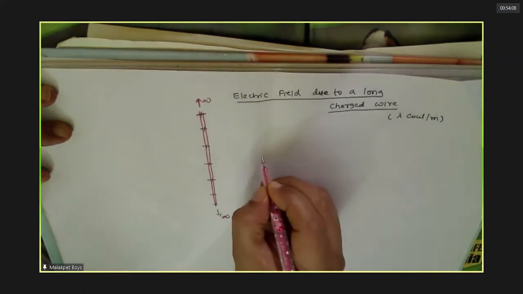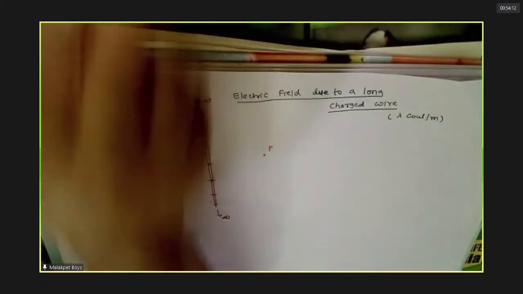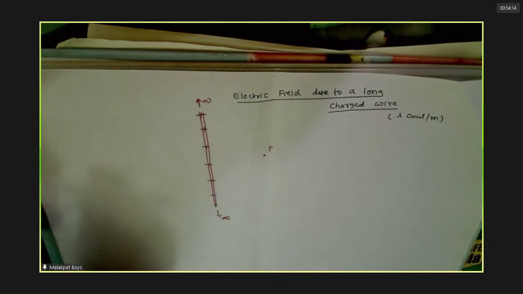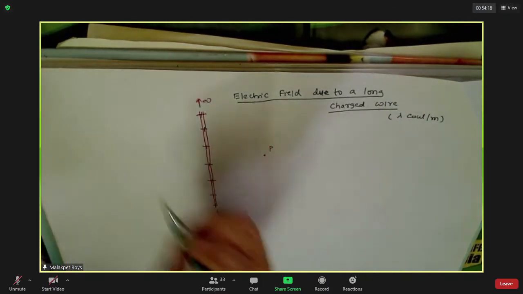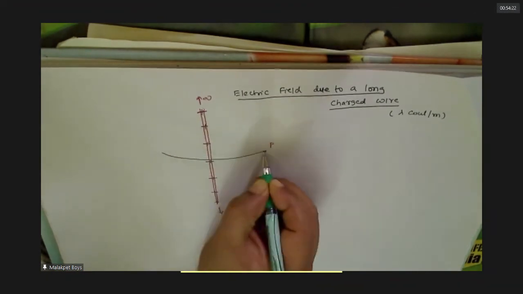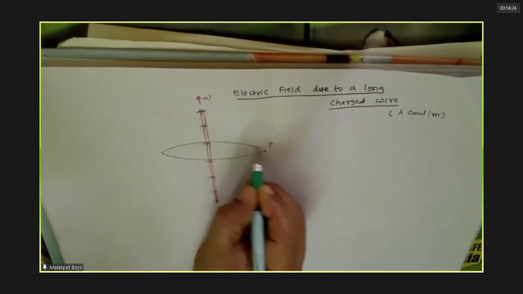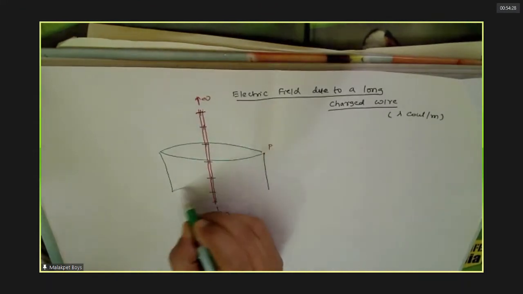Suppose I need the field at this point. Now tell me which surface I should choose so that the electric field will be always parallel to it. Cylinder, sir. Definitely not a sphere; by using your mind you can visualize it. If you take a cylinder, yes.